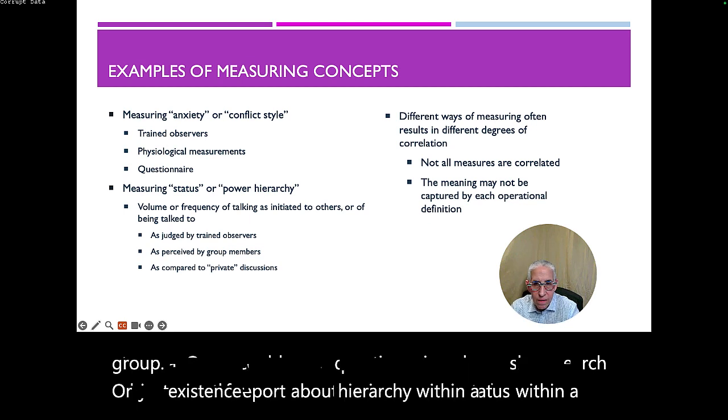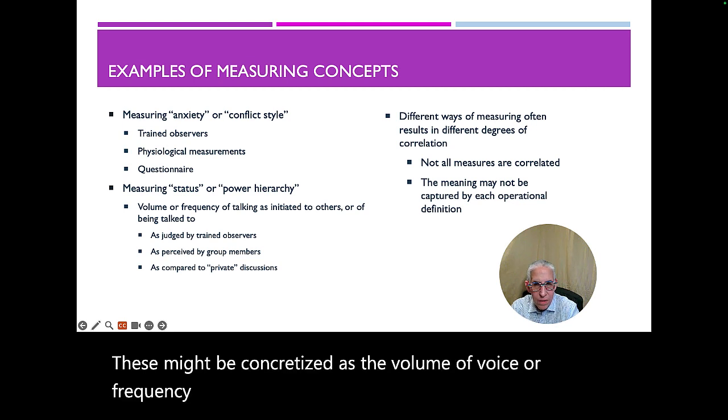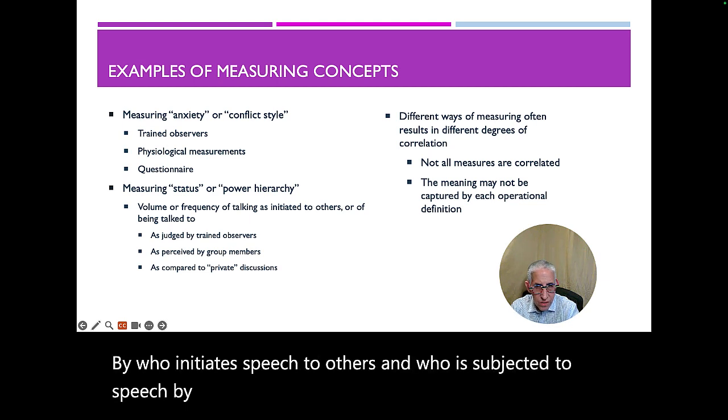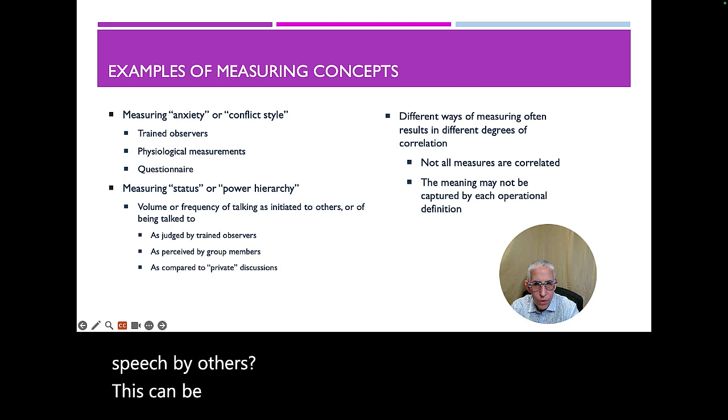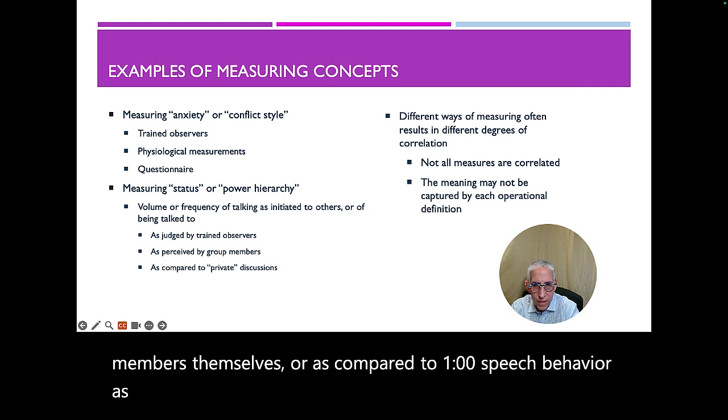Another example is measuring one's status within a group, or the existence of a power hierarchy within a group. These might be concretized as the volume of voice or frequency of speech, by who initiates speech to others and who is subjected to speech by others. This can be judged by trained observers or reported by group members themselves, or as compared to one's speech behavior as it occurs in private, outside of the influence of the group.